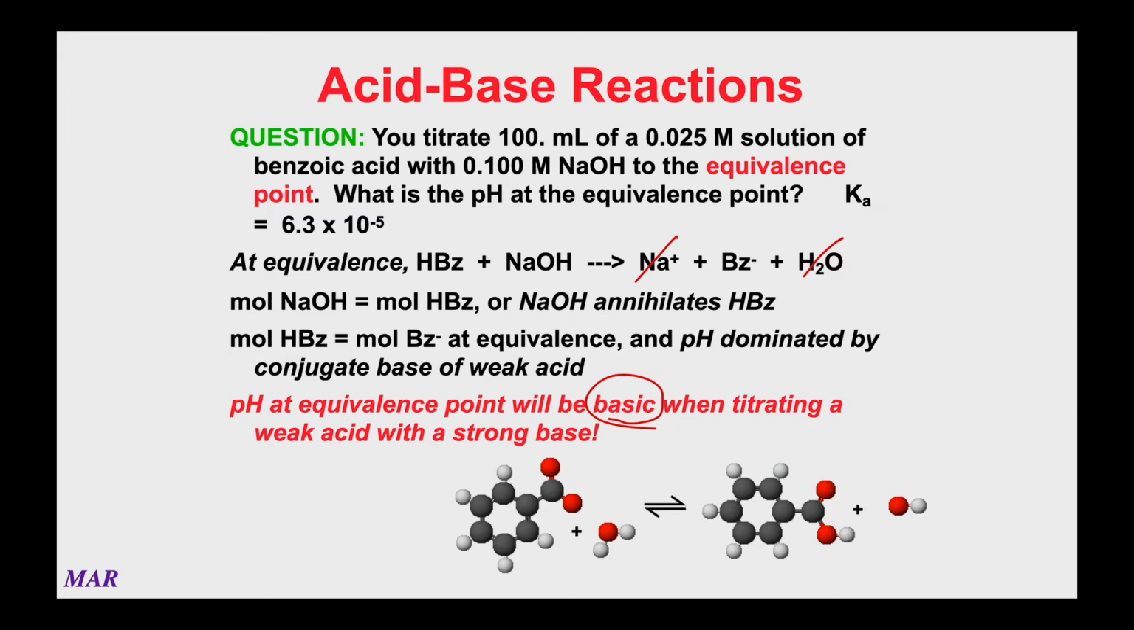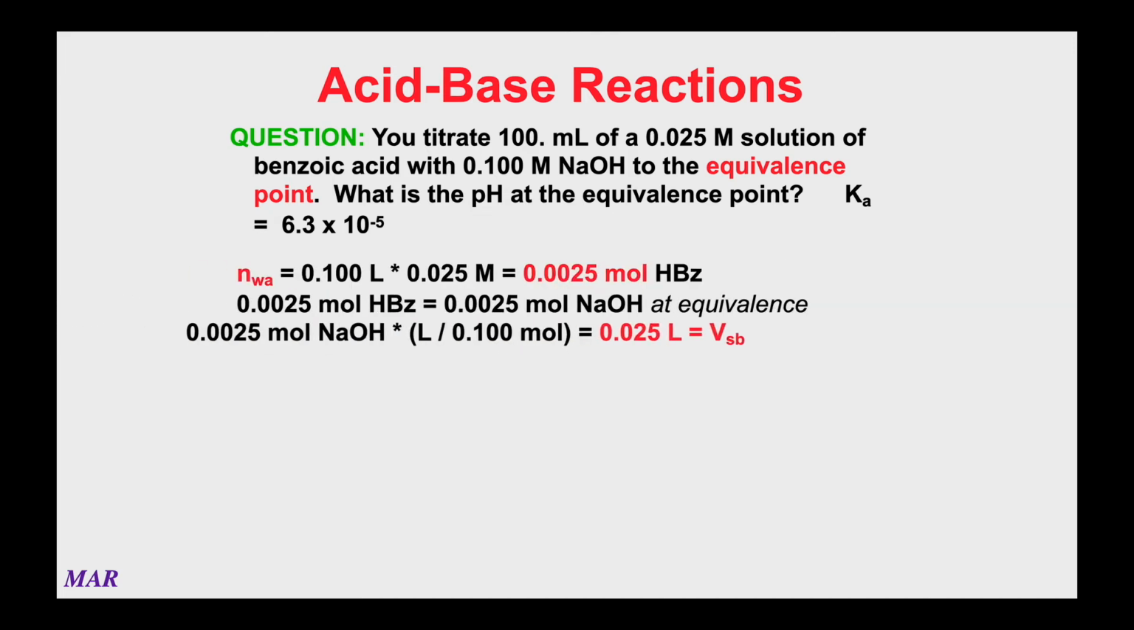But if that pH at equivalence is basic, then you've got a weak acid plus strong base. And remember, there's a lot more weak acid plus strong bases probably possible than strong acids plus strong bases. It's much more common to see a basic equivalence point. With the math, find the moles of weak acid once again, 0.0025.